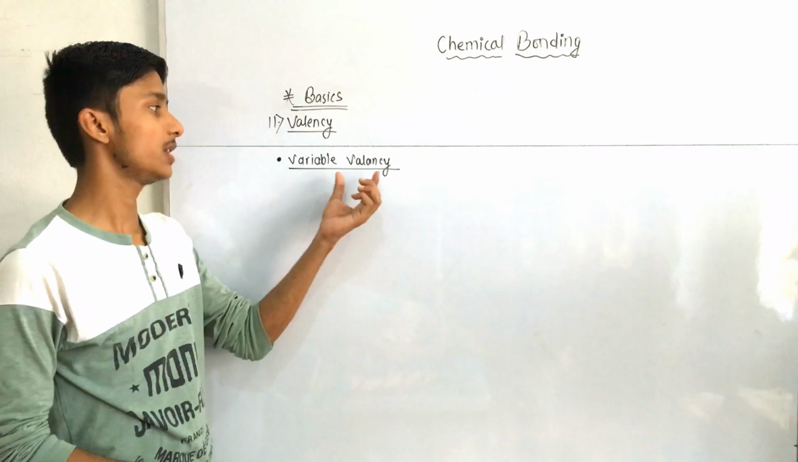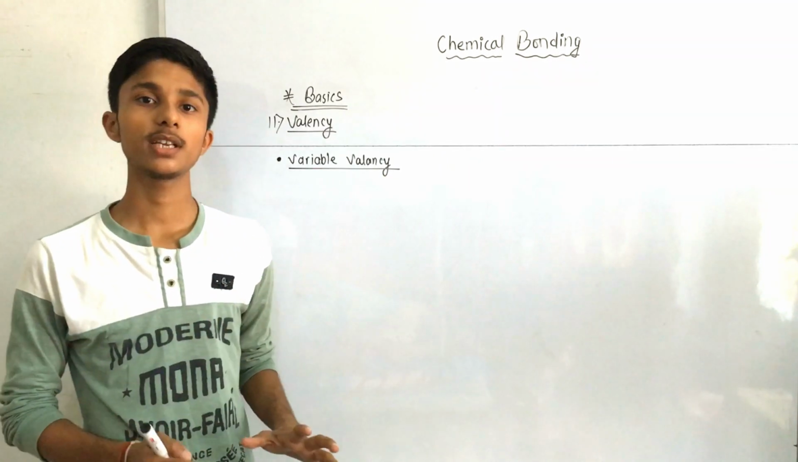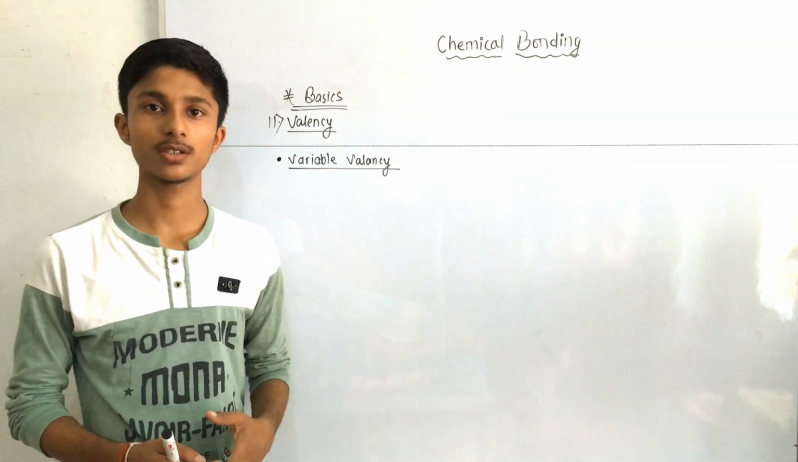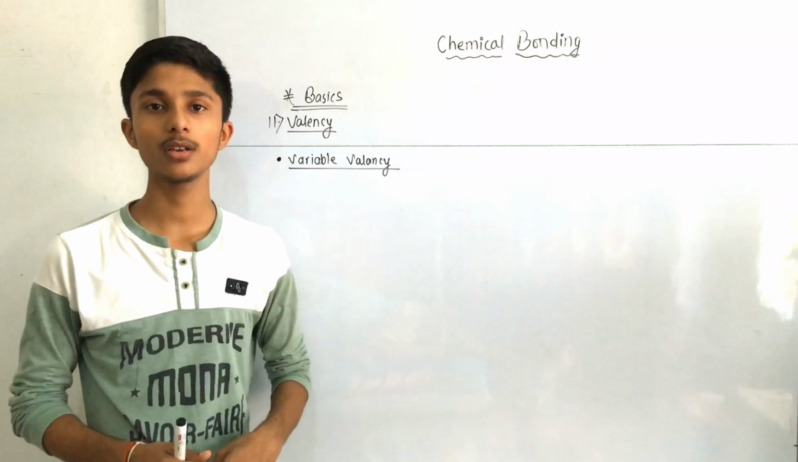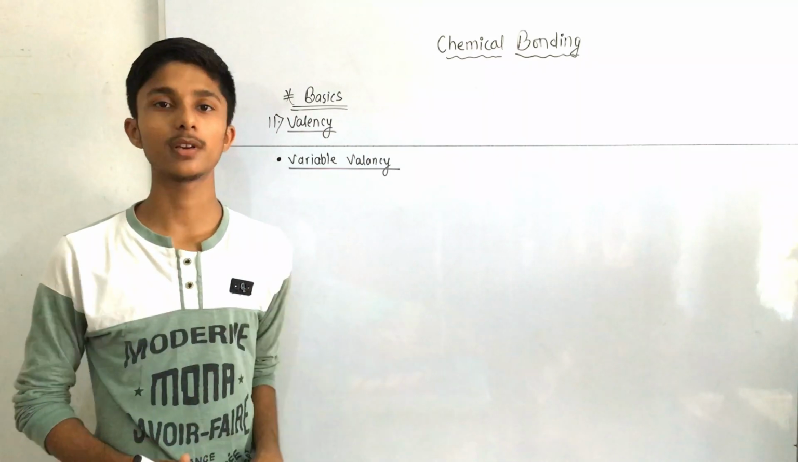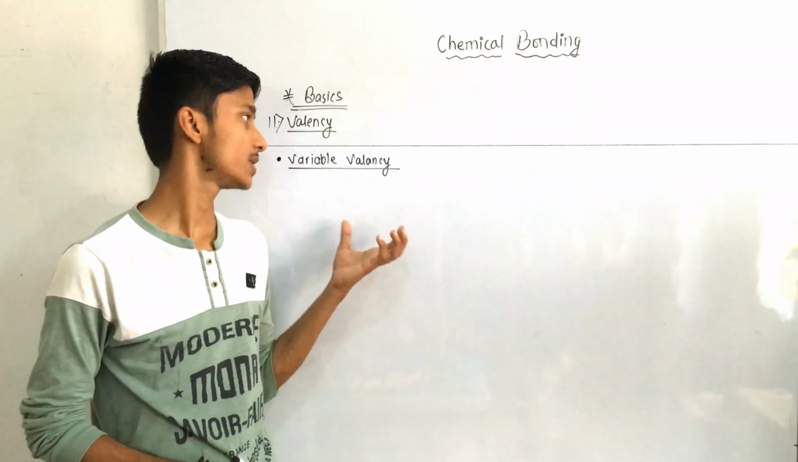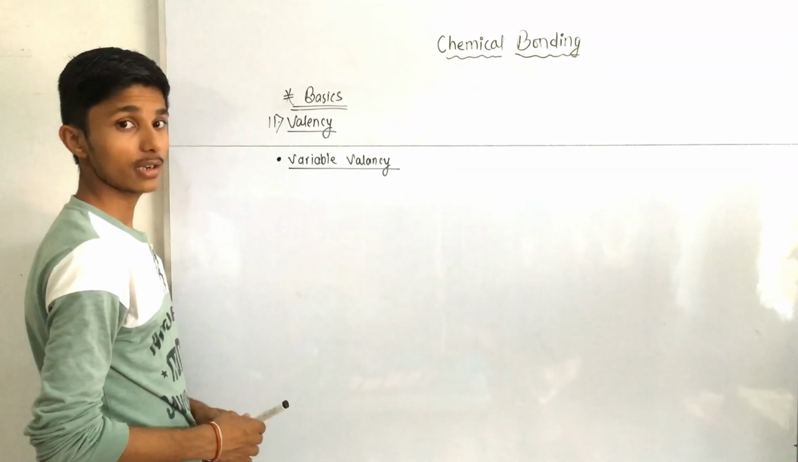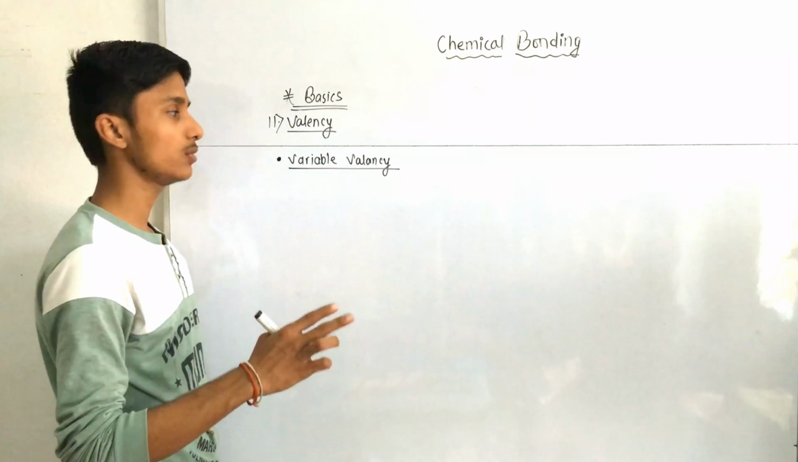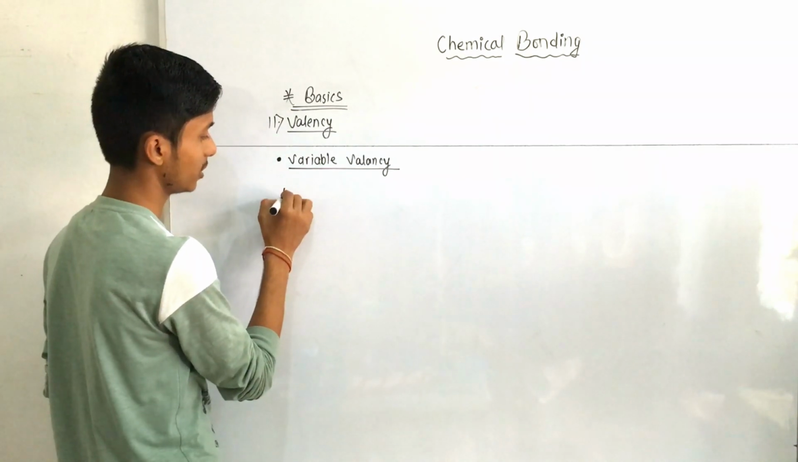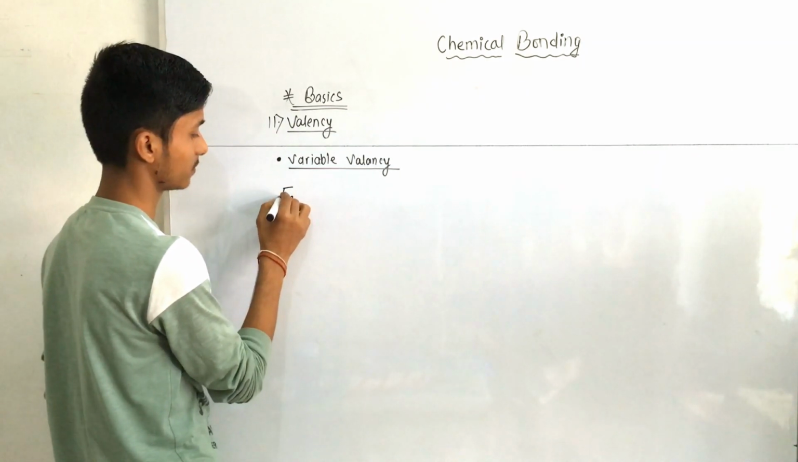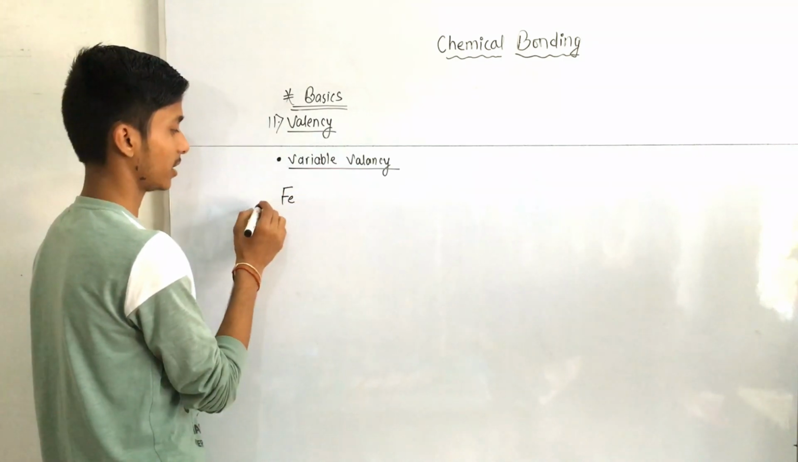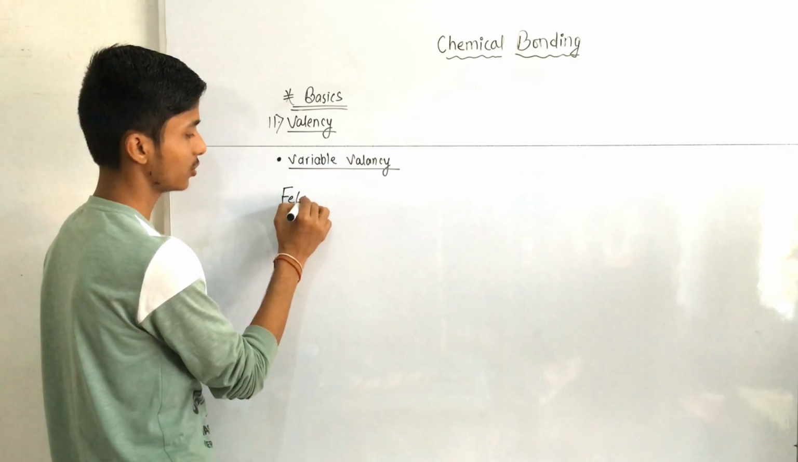Certain elements can have more than one valency, called variable valency. Here we take one example to understand clearly. We take iron. Iron has two valencies, that is 2 and 3. Here we take Fe, that is iron, and its atomic number is 26.